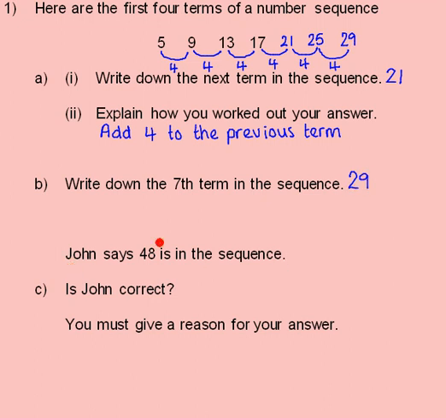John says that 48 is in the sequence. I want to know if he's correct and give a reason. If I look at the numbers that are in the sequence, I can see that they are always odd numbers, and 48 is not an odd number. So John is not correct, and the reason is because the numbers in the sequence are always odd.